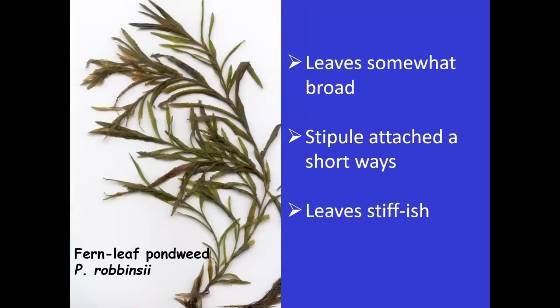In the fern leaf pondweed, the leaves are a little bit broader, probably up to about 5 millimeters or so. The stipule is attached for a short way. I showed you pictures of that before. So give that leaf a tug and see what pops up. And the leaves are quite stiff. So all of these features, the breadth of the leaves, the stipule, and how stiff the plant is will all be helpful in diagnosing what plant you've got. Next.